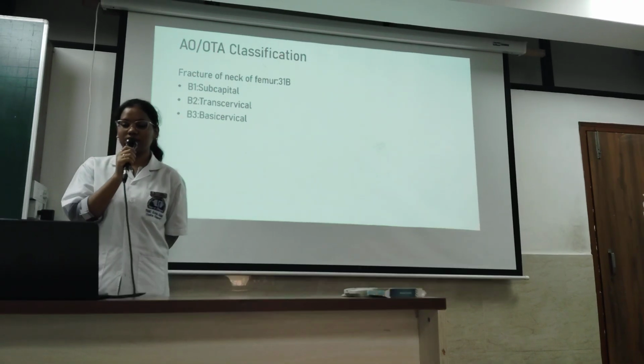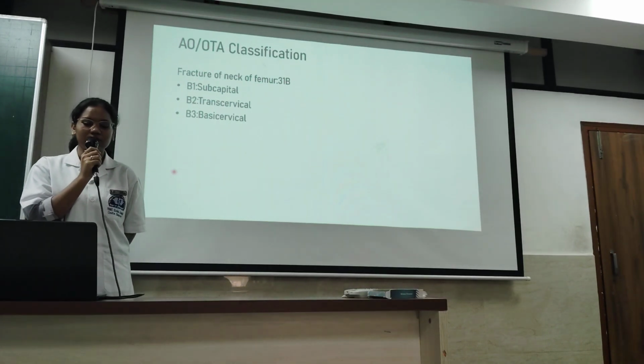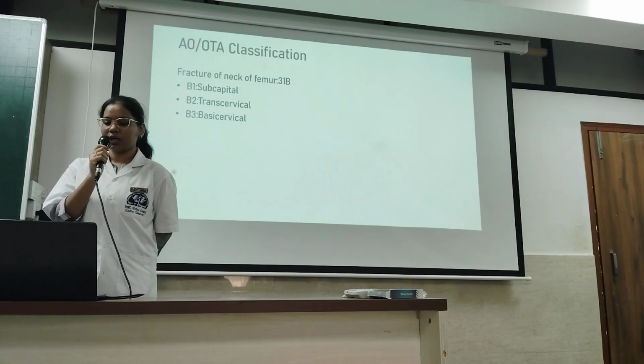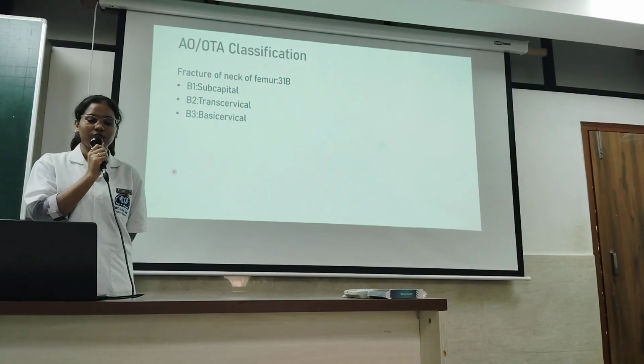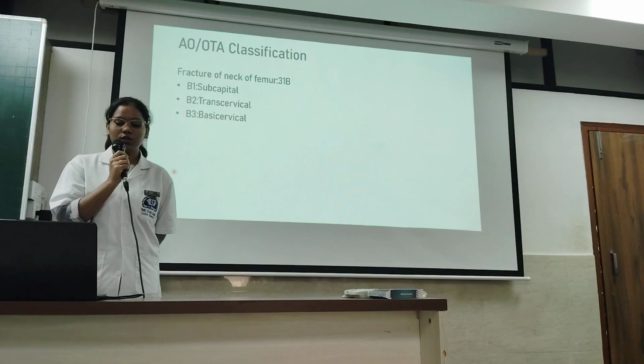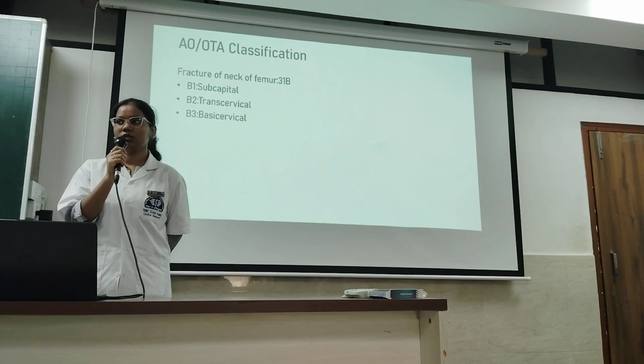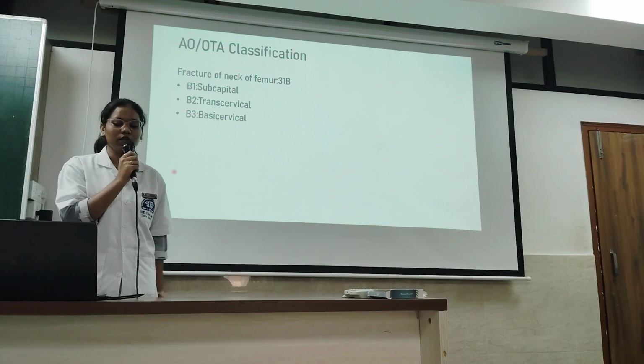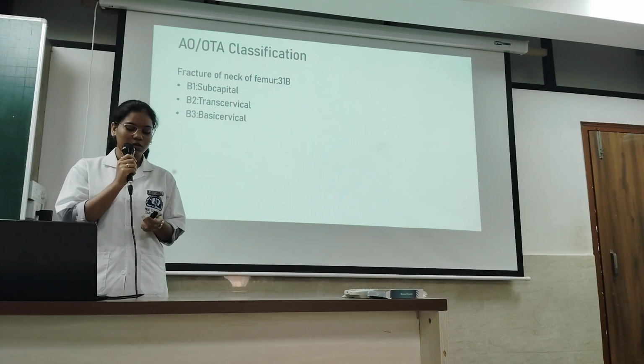Our next classification is the AO or OTA classification. It is basically an alphanumerical coding given to the type of fracture. A fracture of the neck of femur is coded as 31B. So 31B1 is subcapital, 31B2 is transcervical, and 31B3 is base cervical fracture of neck of femur.